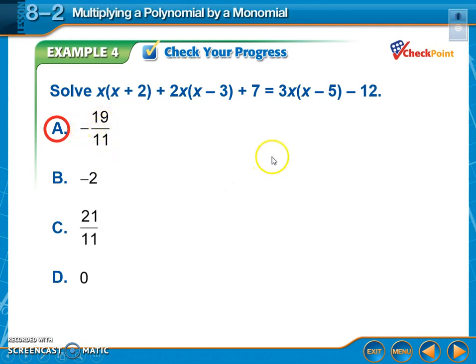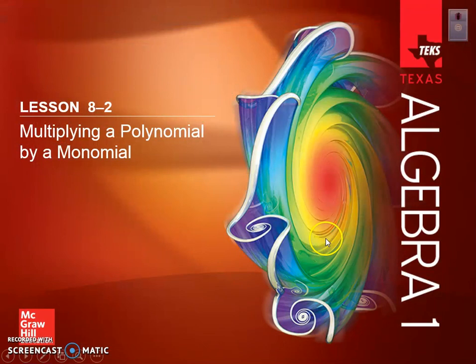Negative 19 over 11 is the answer. Gross. I hate answers that look like that. I'd much rather it be like clean answers. So anyway, that's what we've got.